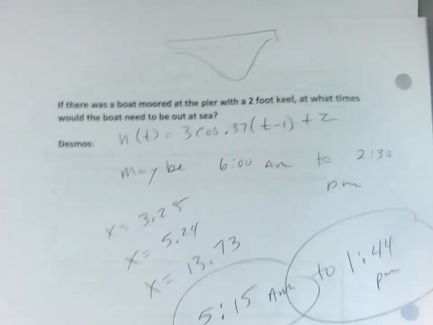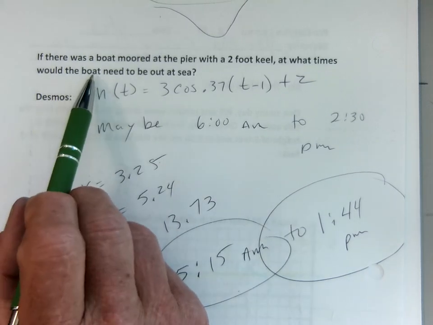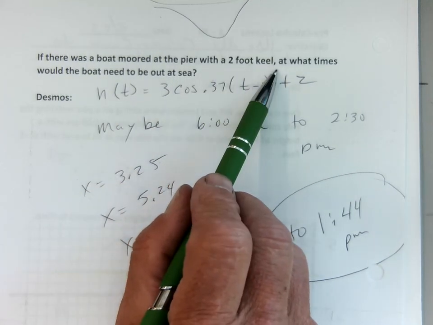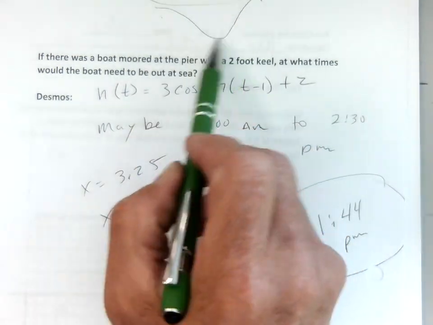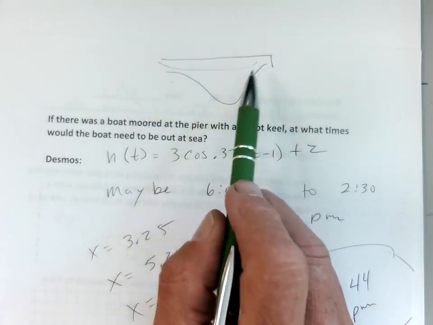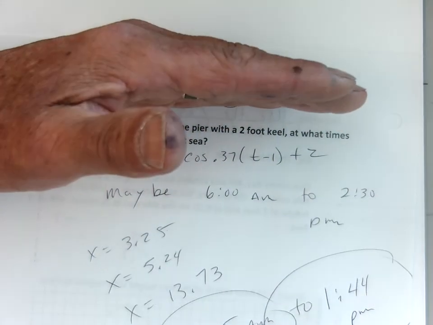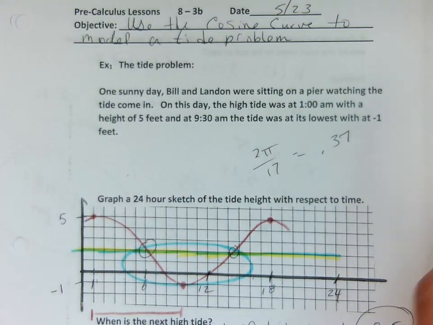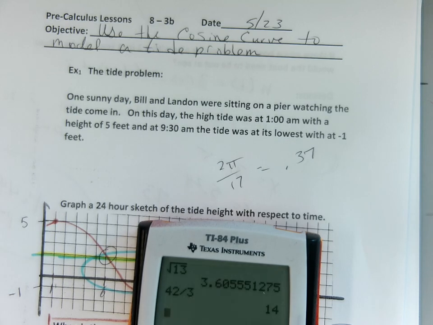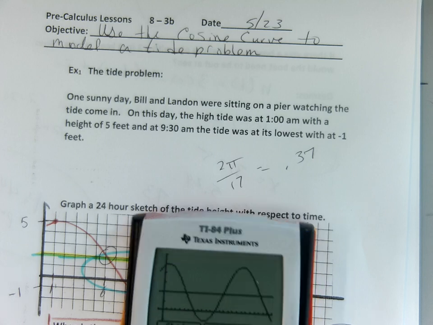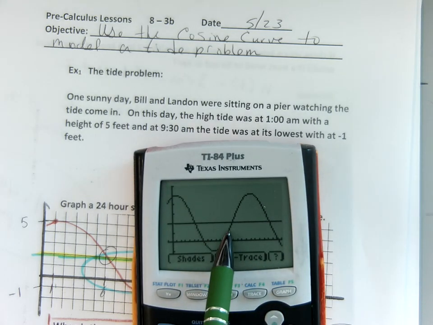Because the next question says, well, what if there was a boat moored at the pier with a 2-foot keel? Okay, so a keel looks like that in a boat. It keeps the boat from tipping over when the wind blows on it, and helps it go straight. But if you hit low tide, your boat gets stuck. So anyway, what we did is we graphed that line too. And then I put it on the calculator, y equals, and I graphed it. And here's my tide, and here's my 2. So between here, I better get the boat out. If the boat is in the water here, it's going to be high ground, you're going to get stuck.